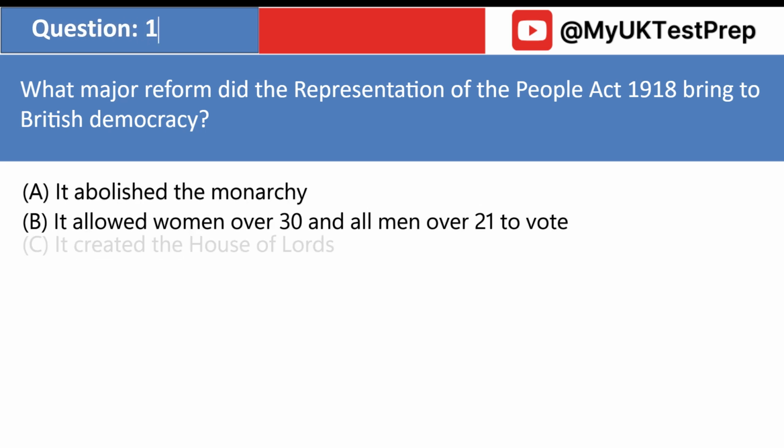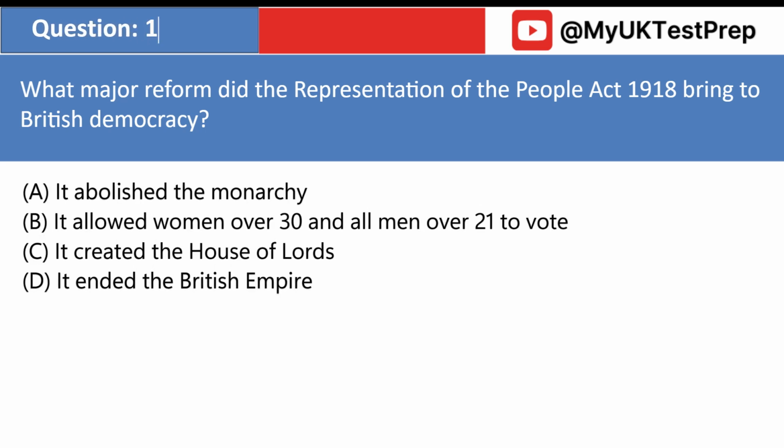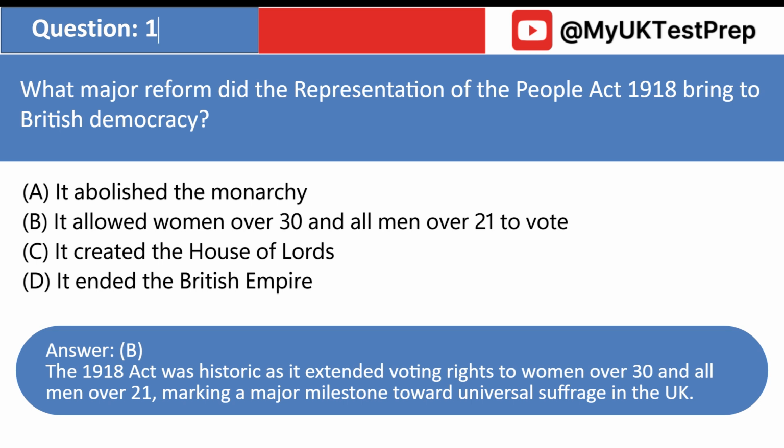What major reform did the Representation of the People Act 1918 bring to British democracy? A. It abolished the monarchy. B. It allowed women over 30 and all men over 21 to vote. C. It created the House of Lords. D. It ended the British Empire. Answer: B. The 1918 Act was historic as it extended voting rights to women over 30 and all men over 21, marking a major milestone toward universal suffrage in the UK.